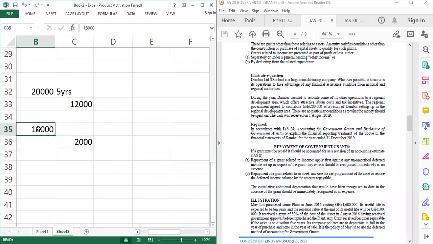You are going to pay 18,000 and you have 12,000 left. What will happen is that you go and cancel the 12,000 because the grant does not exist. But if you cancel the 12,000, what will be the excess?